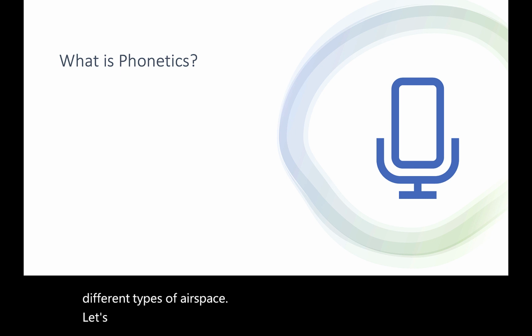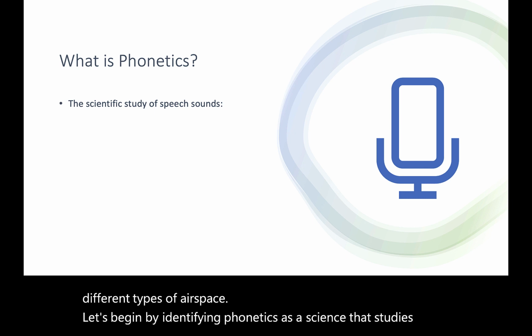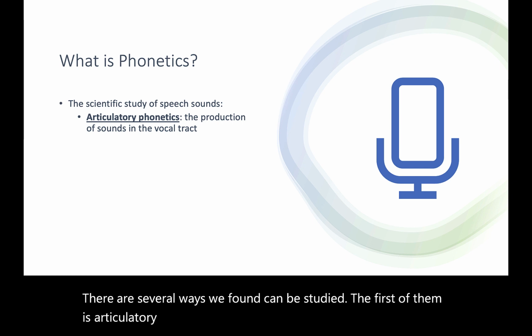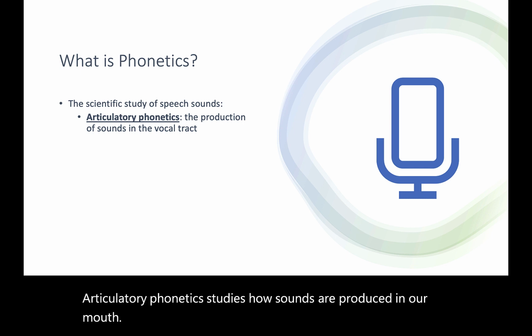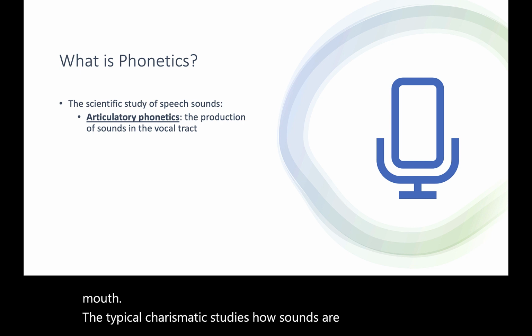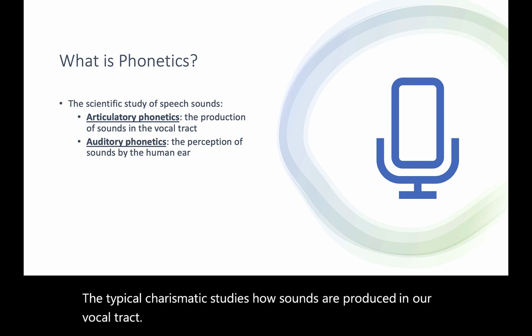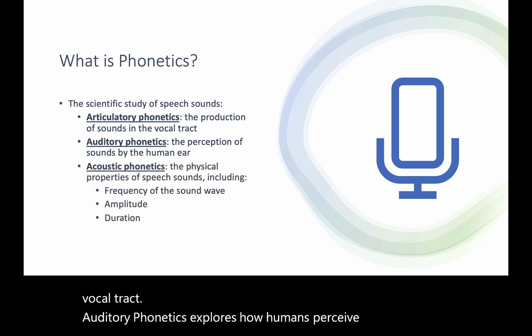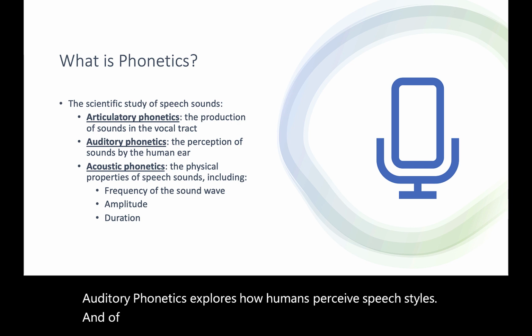Let's begin by identifying phonetics as a science that studies speech sounds. There are several ways speech sounds can be studied. The first of them is articulatory phonetics, which is the sub-area we're going to focus on in this class. Articulatory phonetics studies how sounds are produced in our vocal tract. Auditory phonetics explores how humans perceive speech sounds. And acoustic phonetics studies the physical properties of sound, such as frequency, amplitude, duration, and so on.